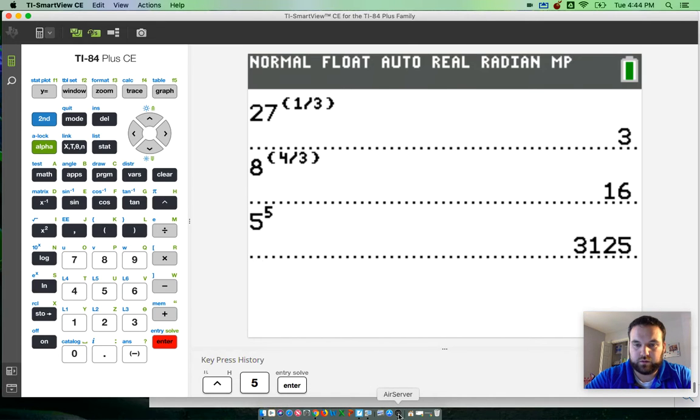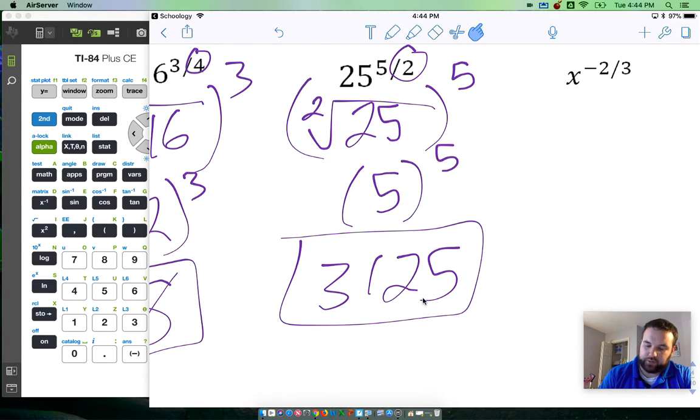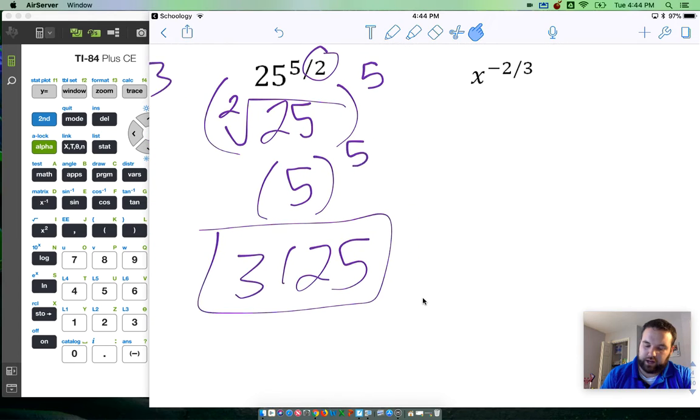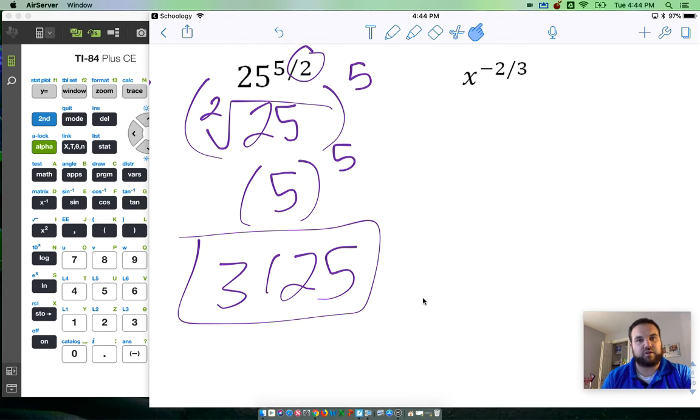And then we can finish this last one. Now, here's where I write it differently. If it's a variable, because I know I'm not going to be able to type that in the calculator. Regardless, I know this is going to be the third root.